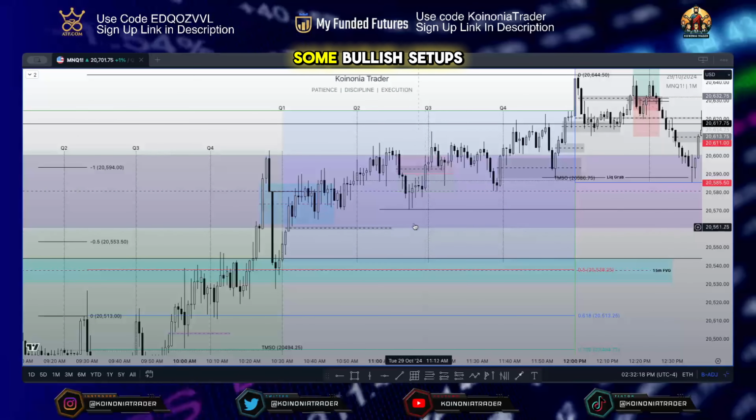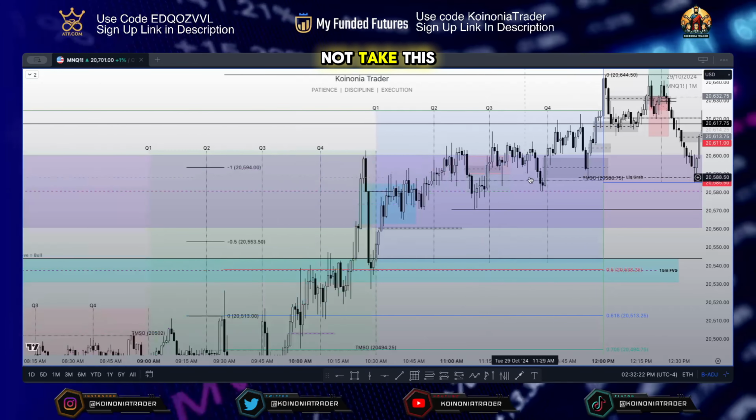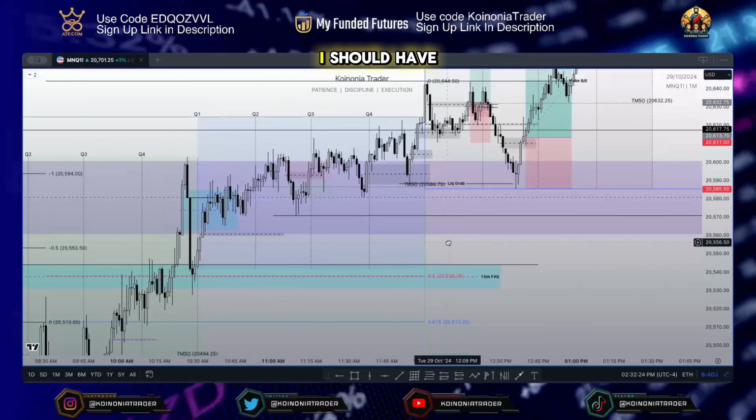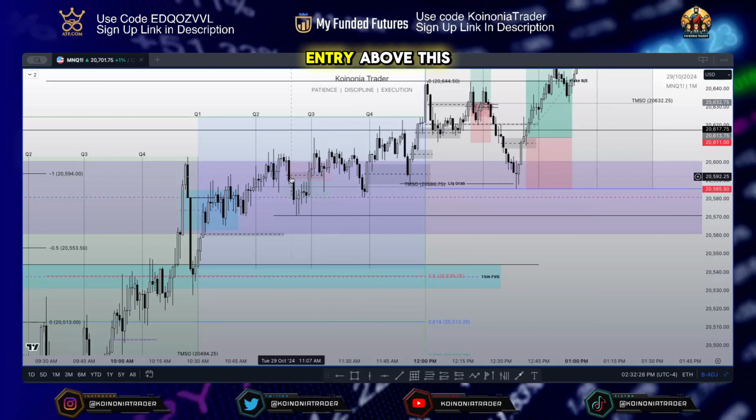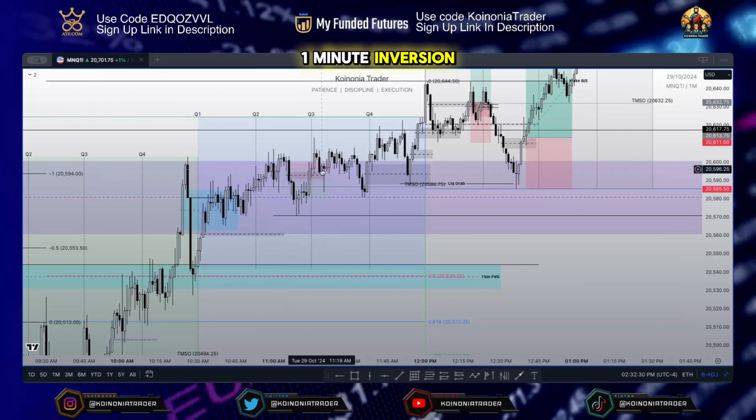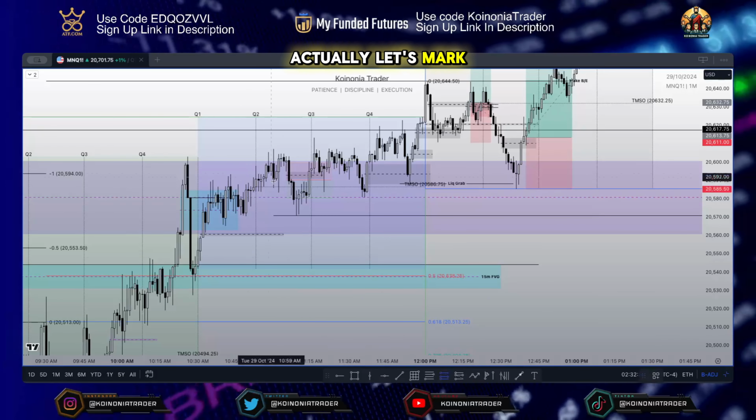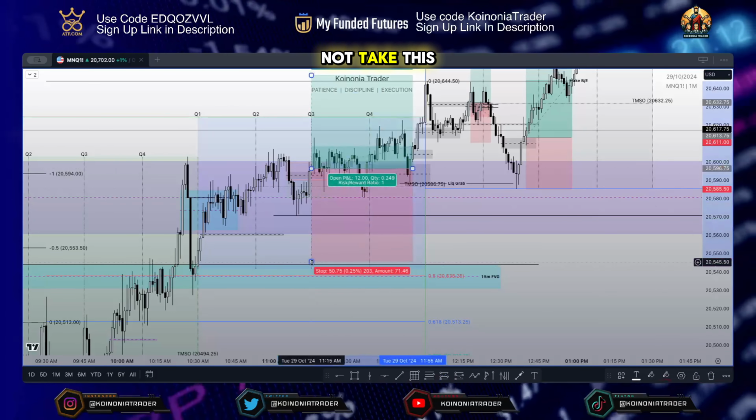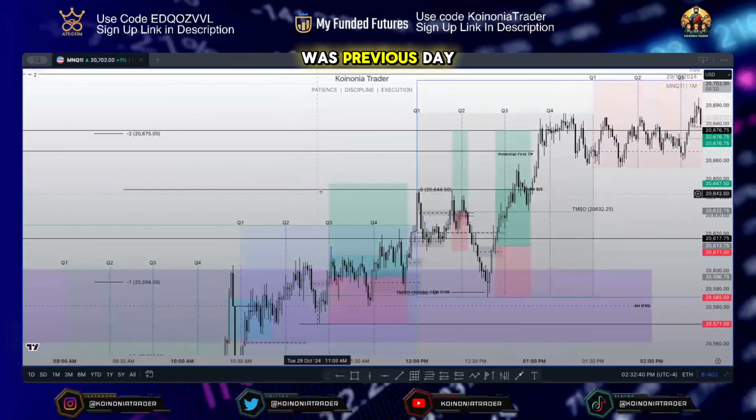Now, there were some bullish setups here, like this one, and I did not take this trade, which in hindsight, I should have, right? In hindsight, this was a solid trade right here. Entry above this 1-minute inversion fair value gap, stop below this low, and actually let's mark that out. But I did not take this one. I did not take this one. And my target was previous day high.